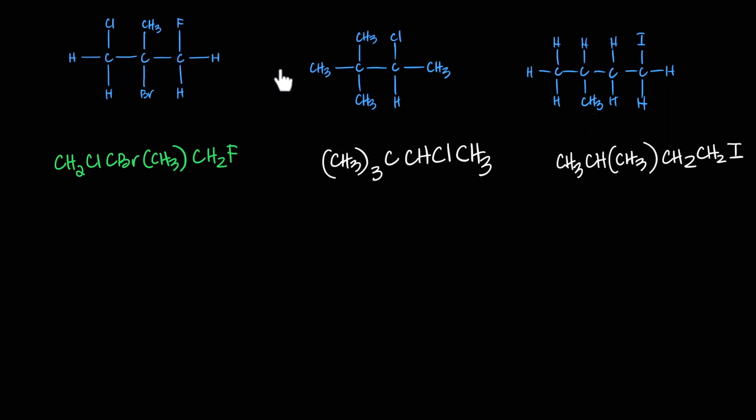Three carbons in the main chain, 1, 2, 3, 4 in the center chain, and 1, 2, 3, 4. So the first one is 3, and the first carbon in 3 has a Cl. The second one has a Br and a CH3. So the first carbon is a Cl. The second is a Br and a CH3.